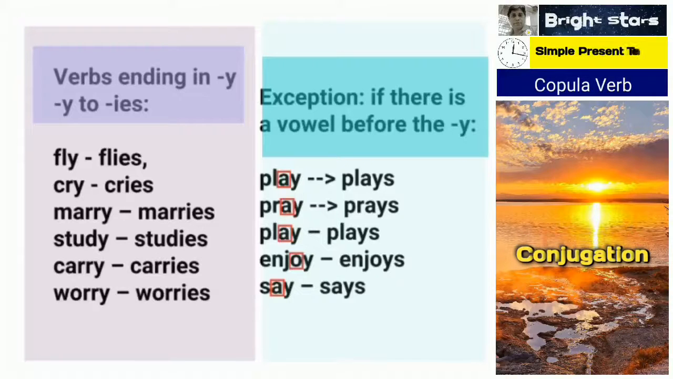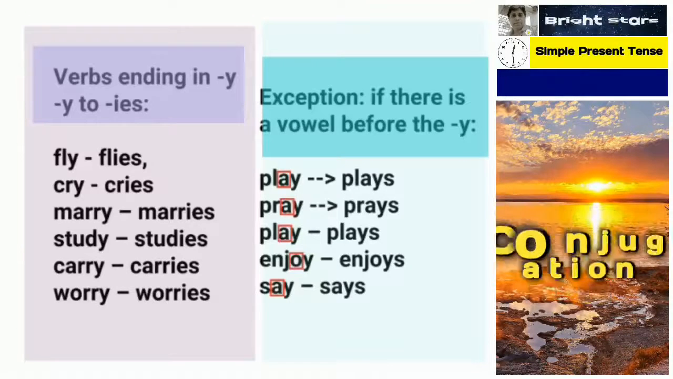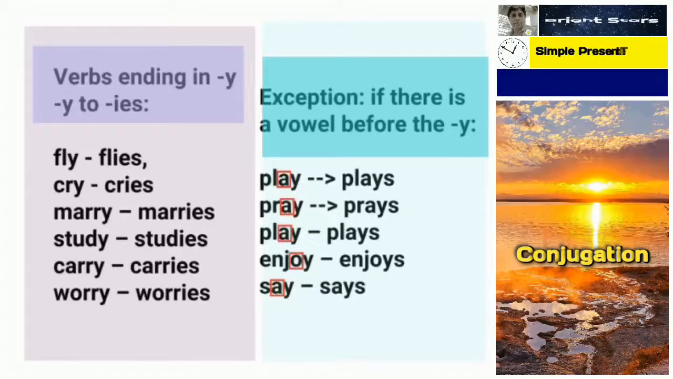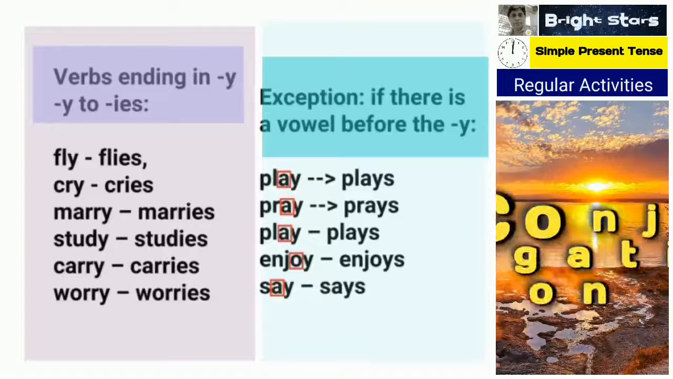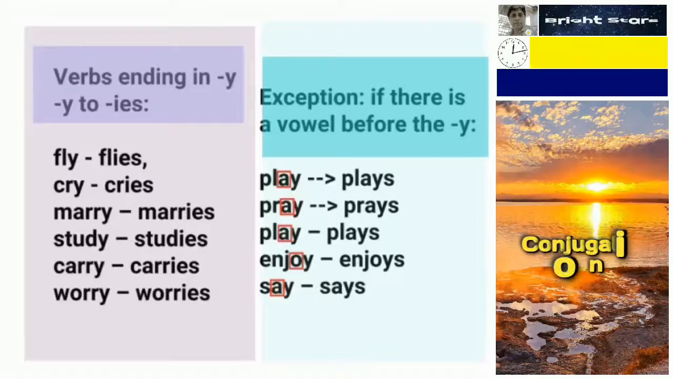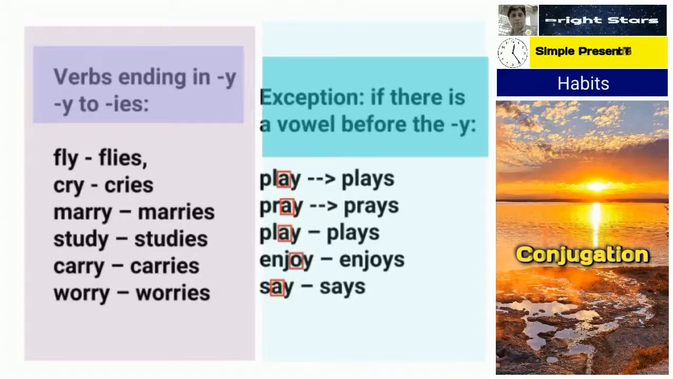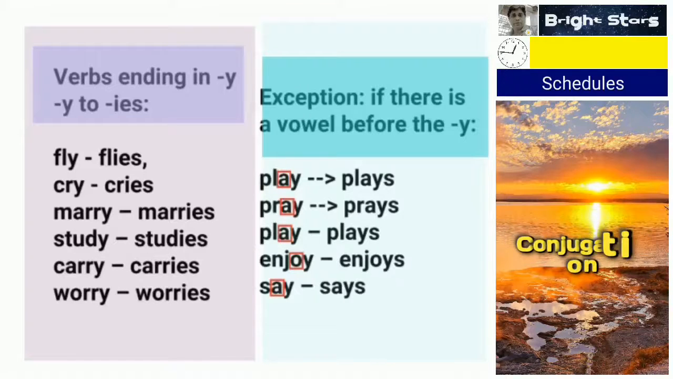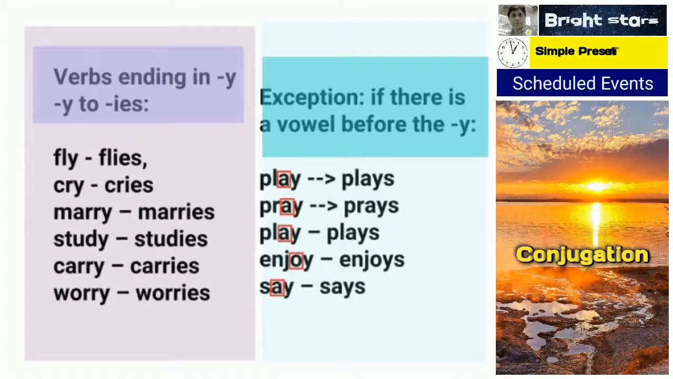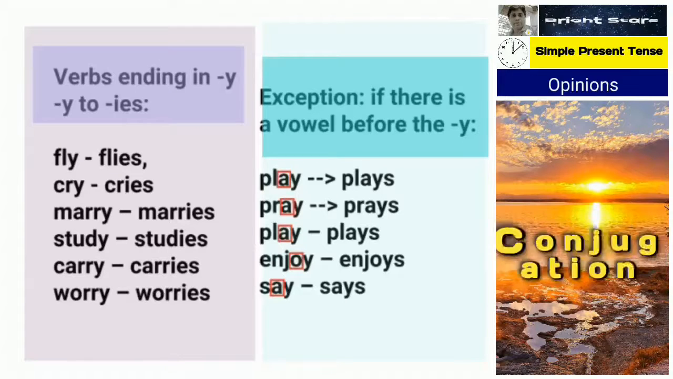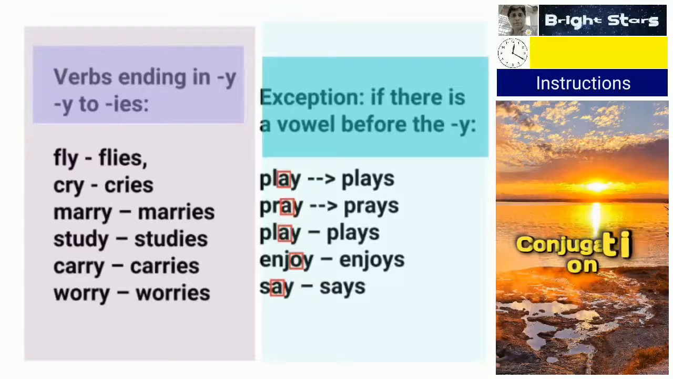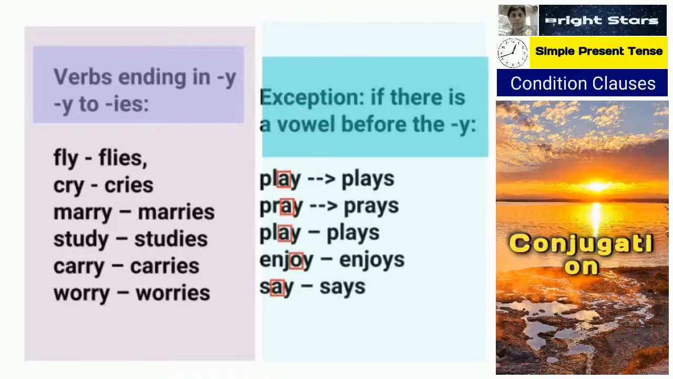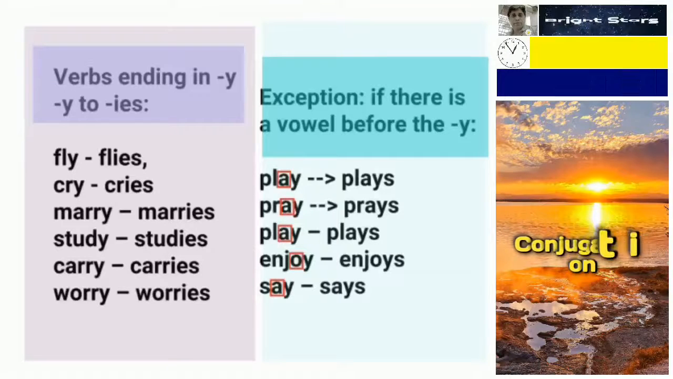The exception is if there is a vowel before the y. Play plays, pray prays, enjoy enjoys, say says. In all of these you see vowels are there: a, o, e. This you don't forget here. If there is no vowel before the suffix y, we directly use ies. If there is a vowel before the y, we directly add s.